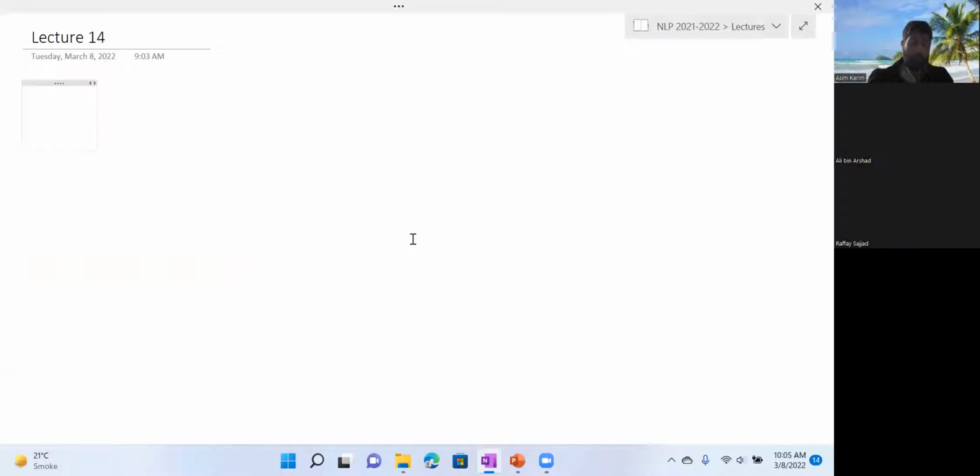So we were discussing the feed-forward neural network and the basic processing unit. I think the caps lock is on. What's happening?